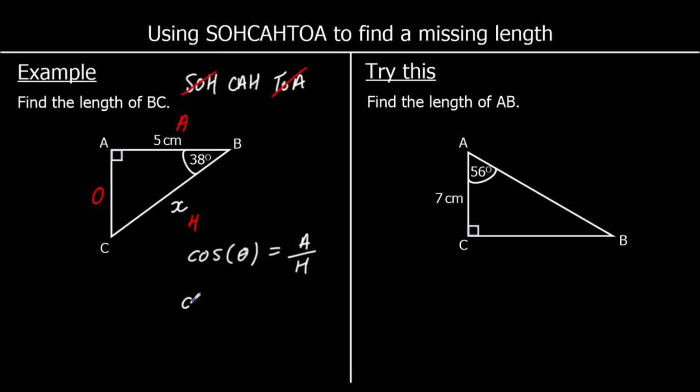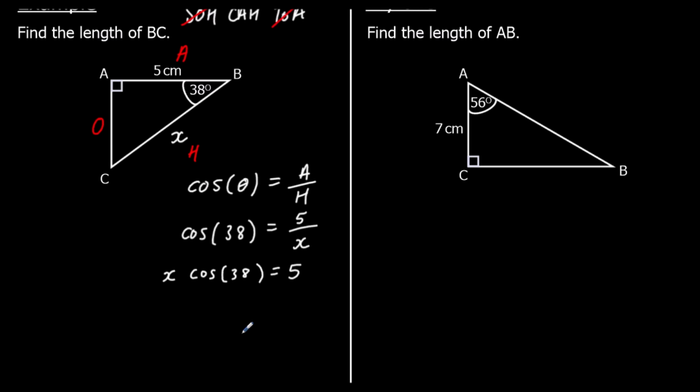So cos 38 equals 5 over x. How do we get x by itself? So we can multiply both sides by x, which will get x times cos 38. So x cos 38 equals 5. And then to get x by itself, divide both sides by cos 38. So x is going to be equal to 5 divided by cos 38.